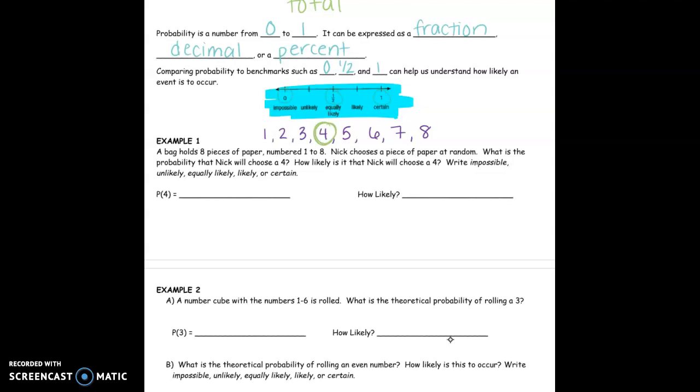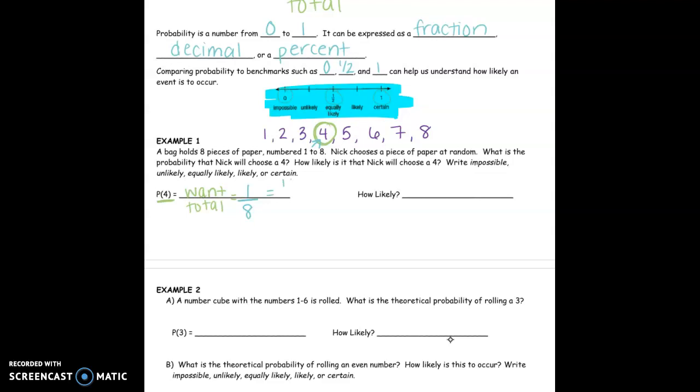Okay, so again, probability of him choosing 4 is what we want over the total. What we want is him to choose a 4. Well, how many times is there a 4 in these numbers? There's a 4 once. I know it's the number 4, but it's how many times does that number occur? It occurs once. And that's going to be over the total, and there is 8 total.